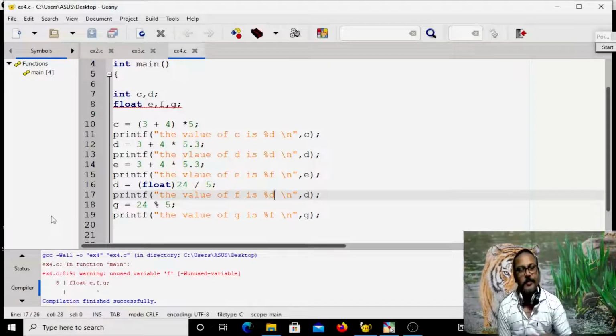What else? The precedence rule we discussed, and overriding the precedence rule using parentheses. Okay, next.